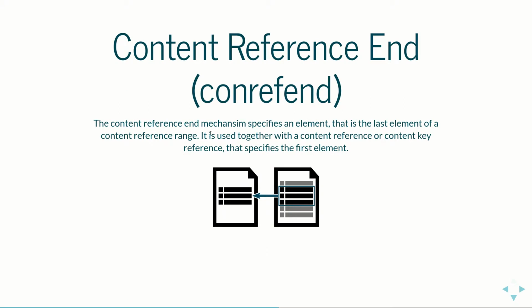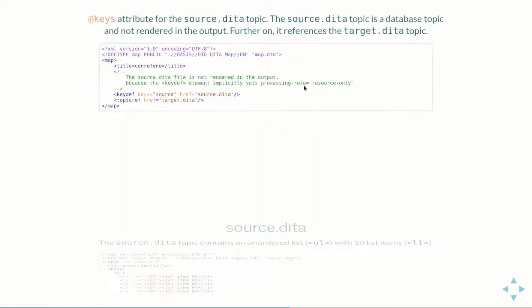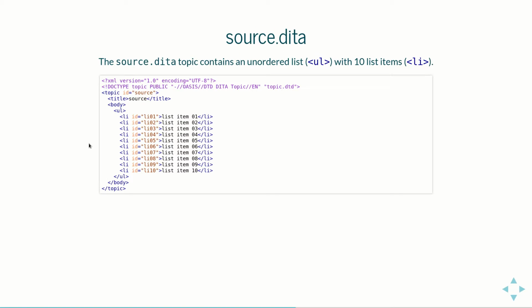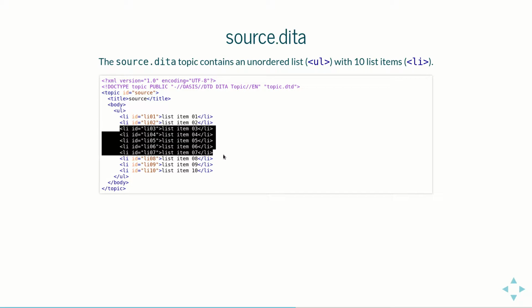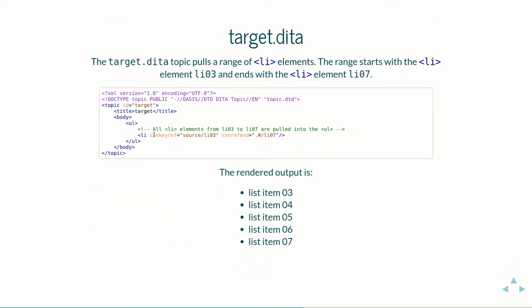There's another reuse mechanism called conref end. The conref end specifies an element that is the last element of a content reference range. So with this mechanism, we can pull a range of elements. So, for example, here we have a source DITA file, and what I want to do here is to pull all the elements from the third to the seventh element to my target file. And I can do this by simply linking conref to the third element, and here specifying the seventh element with the conref end attribute. And this is rendered like this in the output.